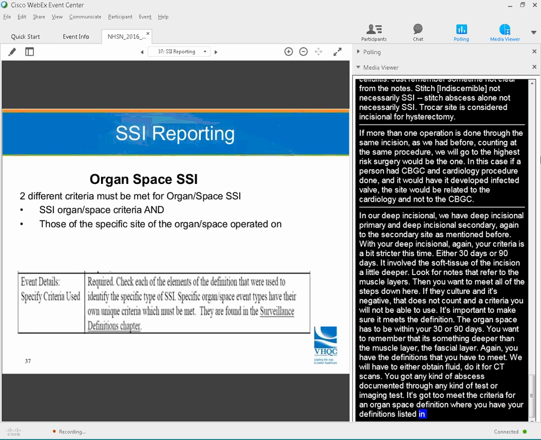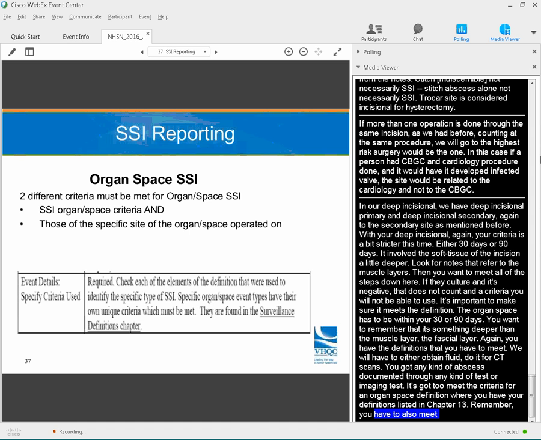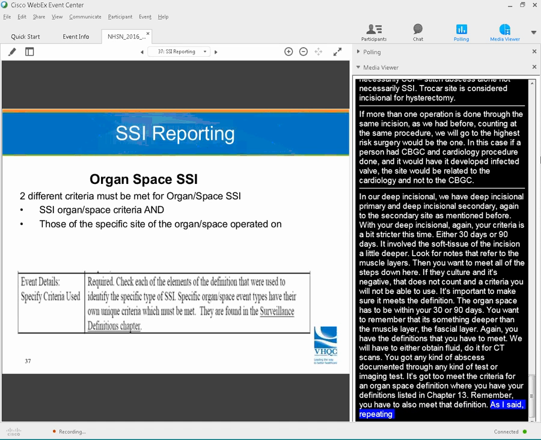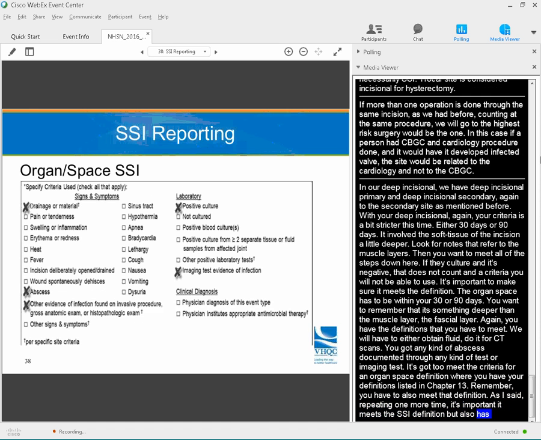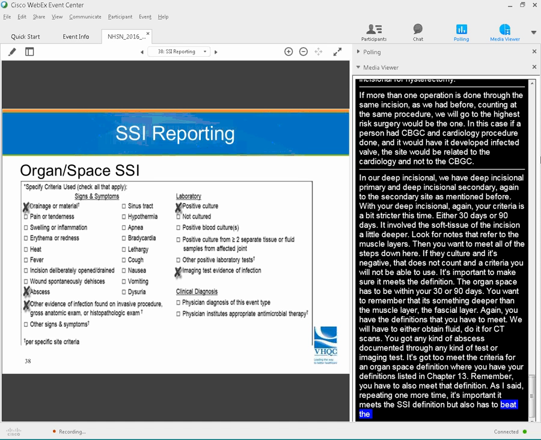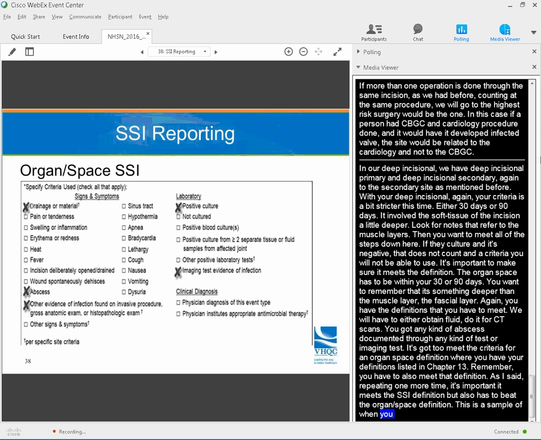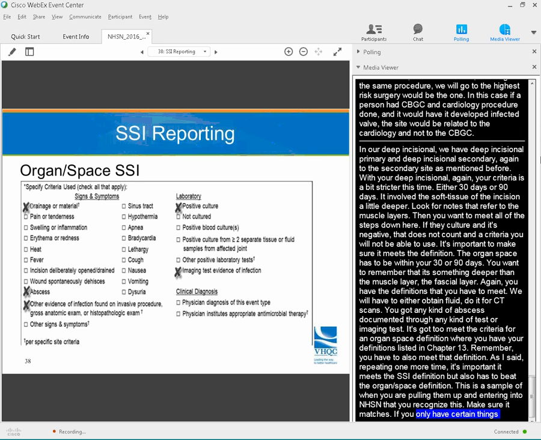So, like I just said, and repeating one more time, I'm sorry, it is important that it meets SSI definition, but it also has to meet the organ space definition. And this is just a sample of when you're pulling them up, when you enter them in NHSN. I'm sure all of you recognize this. You've got to make sure it matches. If you only have certain things, it may tell you you haven't met the criteria for this type of infection. So you want to make sure and put all that apply.